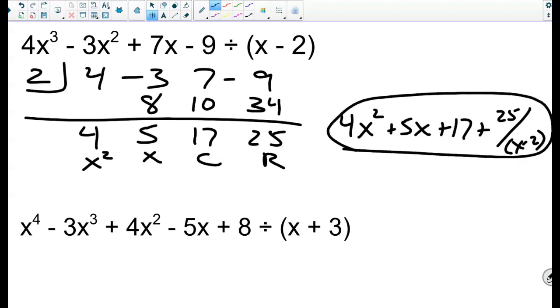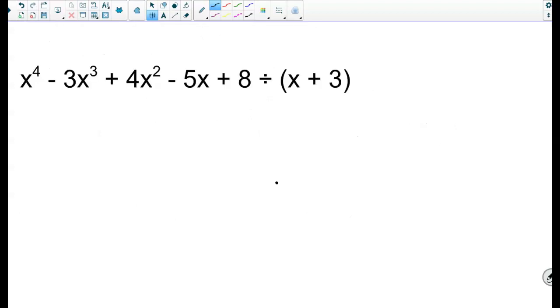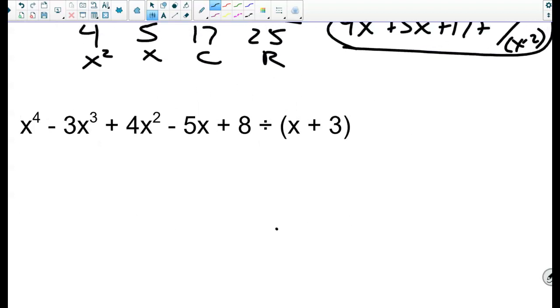You can't be done right after the synthetic division. You do need to finish by writing your answer. When it's an x to the 4th problem, it's a little bit longer. Negative 3 goes in the box because negative 3 makes that equal to 0.